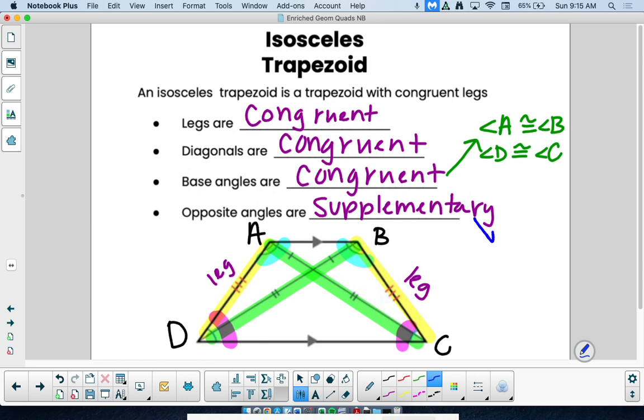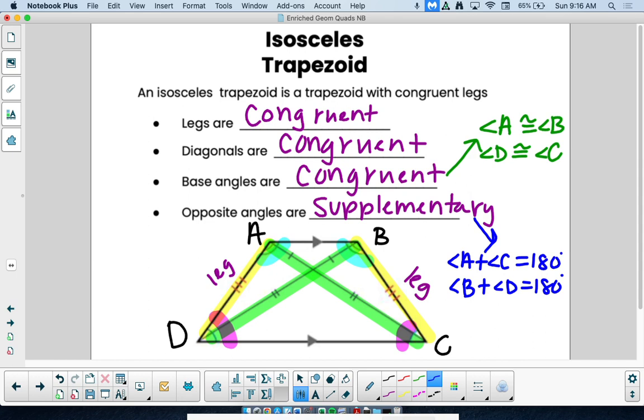And then our opposite angles that are supplementary. So that would be like A and C. Angle A plus angle C equals 180. Those are opposite. And then angle B plus angle D equals 180. Okay? So a lot of information thrown at you right there, but like always, it gets a little easier when we see it with some numbers, okay?